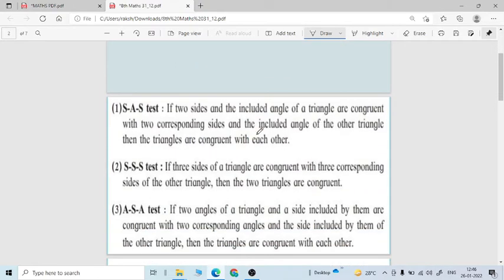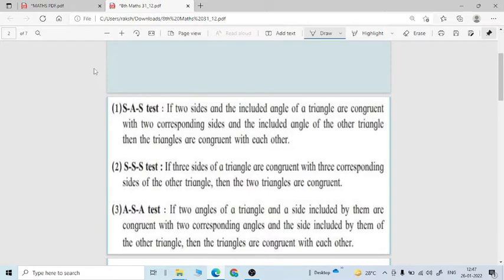Okay, the first property is SAS. SAS means side angle side test. Let's read the property. If two sides and the included angle of a triangle are congruent with two corresponding sides and the included angle of another triangle, then the triangles are congruent to each other.